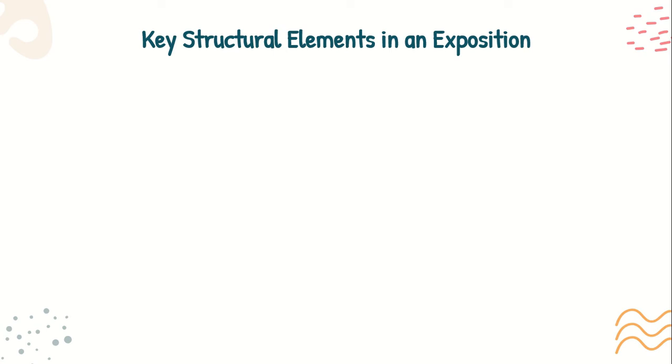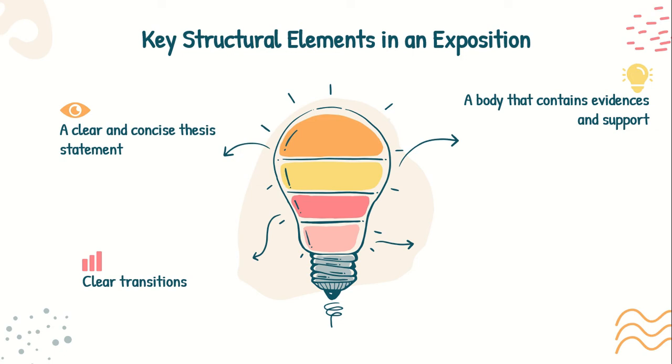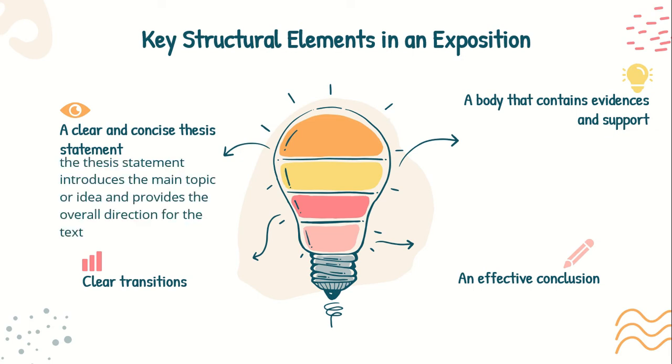Key structural elements in an exposition. While the facts in an expository writing may be presented in various ways depending on a number of factors, most expository texts, including expository essays, generally include common elements such as the following: a clear and concise thesis statement, clear transitions, a body that contains evidence and support, and lastly, an effective conclusion. The thesis statement is usually presented in the initial paragraph.